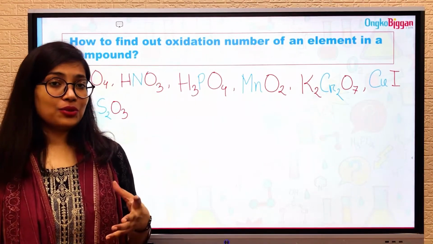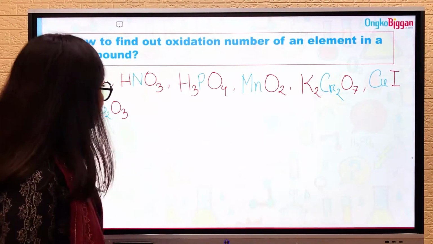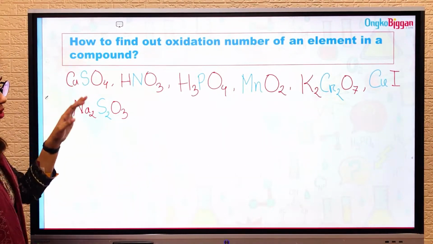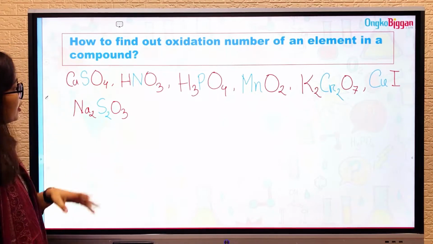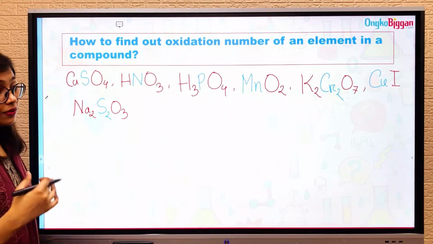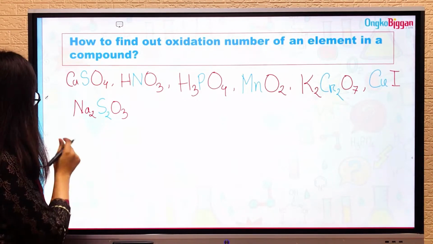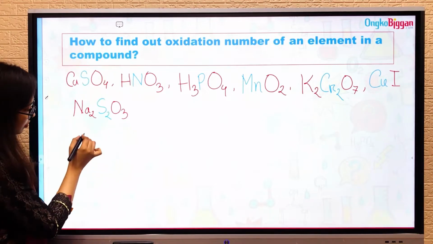Compounds that we need to solve. So first off, let's start with copper sulfate. In this compound, we have to find out the oxidation number of sulfur. So let's find it out. Let's write down the compound once again.